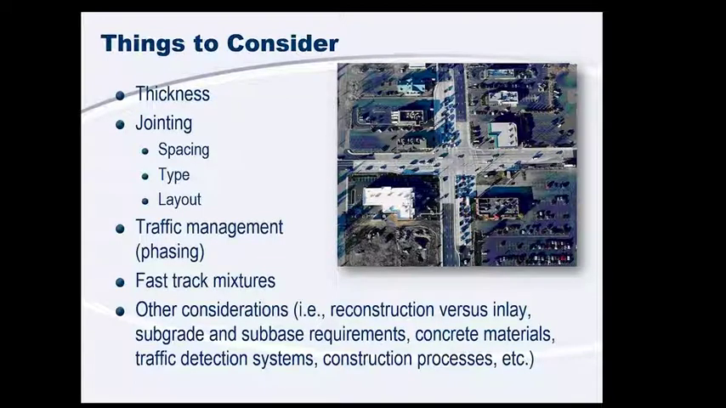So when we're thinking about intersections, roundabouts, interchanges, we really need to consider the thickness, the jointing, the traffic management, whether or not you're going to use fast track mixtures because you need to expedite the building process, and there are a few other considerations as well. Now, we're going to focus on the jointing.